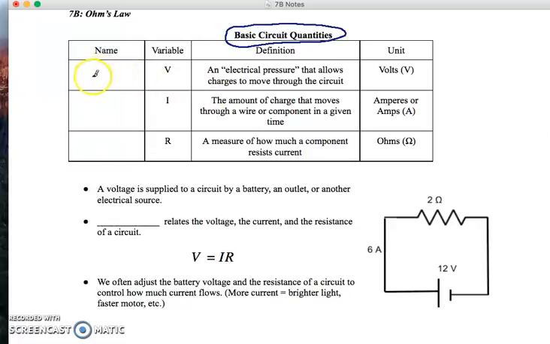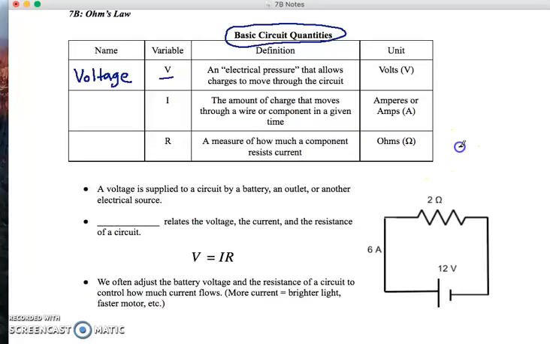The first one of these basic circuit quantities is going to be voltage. It's going to have the variable V. And what voltage is, it's an electrical pressure that allows charges to move through a circuit.